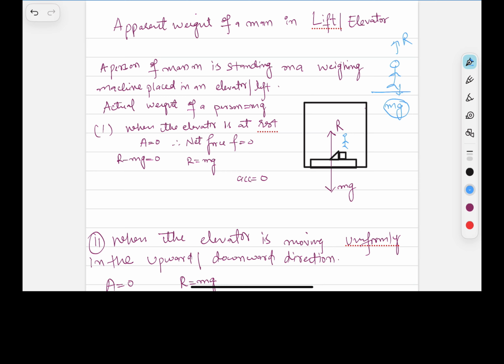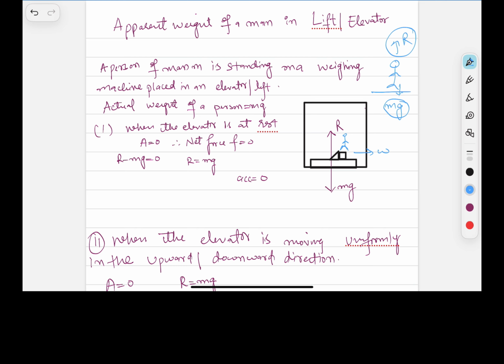This is a weighing machine placed in an elevator or a lift. The actual weight of a person is mg. The weighing machine offers a reaction R. I have already discussed that it provides a reaction R by reading the weight on the machine. This reaction exerted by the surface of contact on a person is the apparent weight of the person.